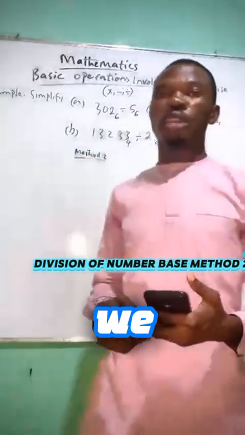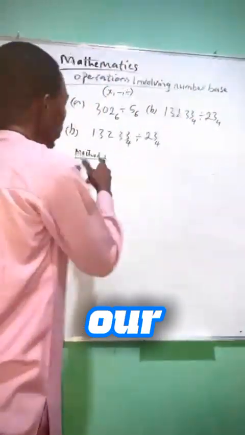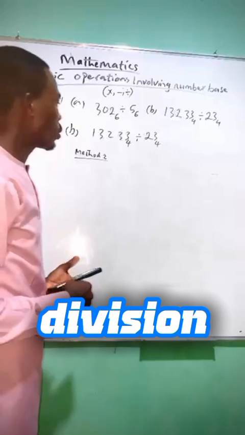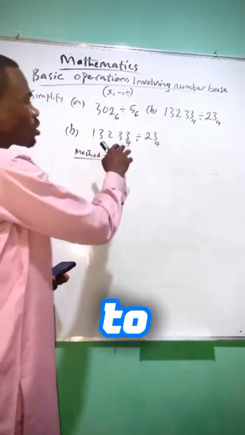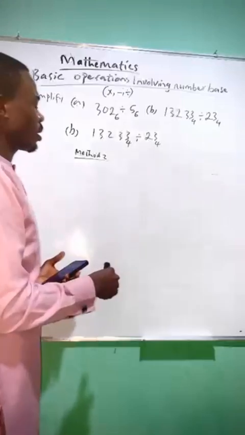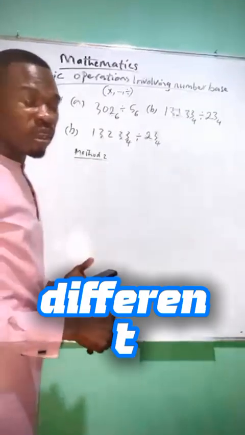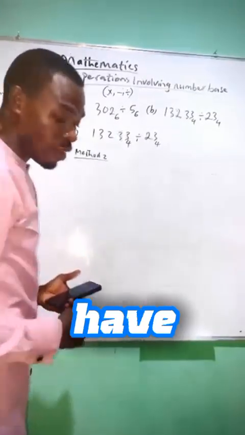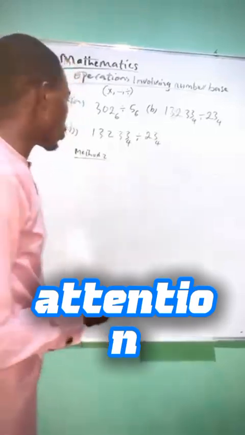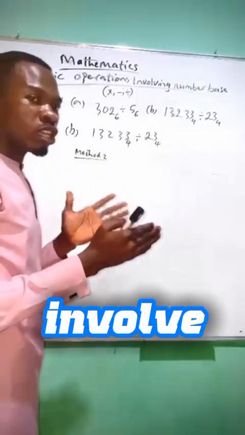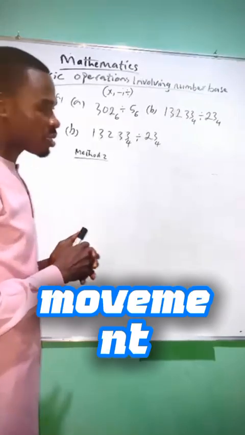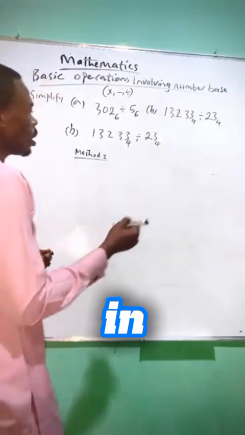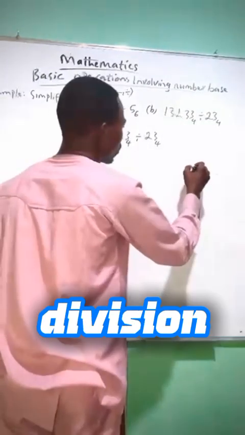All right, we will be looking at the second method of our division. In this method, we are looking at how to divide numbers in different bases. So you have to pay close attention to this because it's going to involve some back and front movement. So in this case, I'm bringing out my table of division.